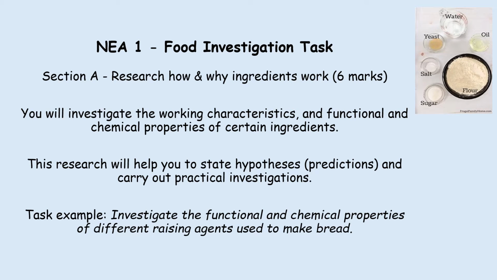Section A is all about the ingredients and how they work, and it's worth 6 marks. You will investigate the working characteristics and functional and chemical properties of certain ingredients. This research will help you to state hypotheses, which are predictions, and carry out practical investigations. An example of a task given would be investigate the functional and chemical properties of different raising agents used to make bread.